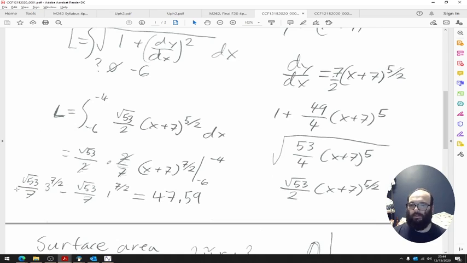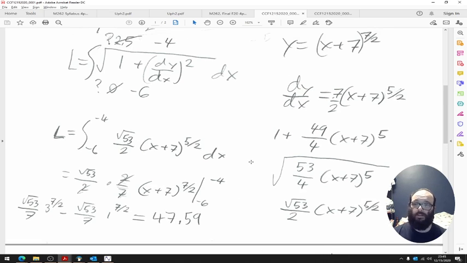And we end up with the square root of 53/7, because the 2's cancel, times (x + 7)^(7/2), going from -6 to -4. And that comes out to basically 47. Of course, -4 plus 7 is 3, and -6 plus 7 is just 1. And there we go. That's the arc length of our crazy steep half parabola.